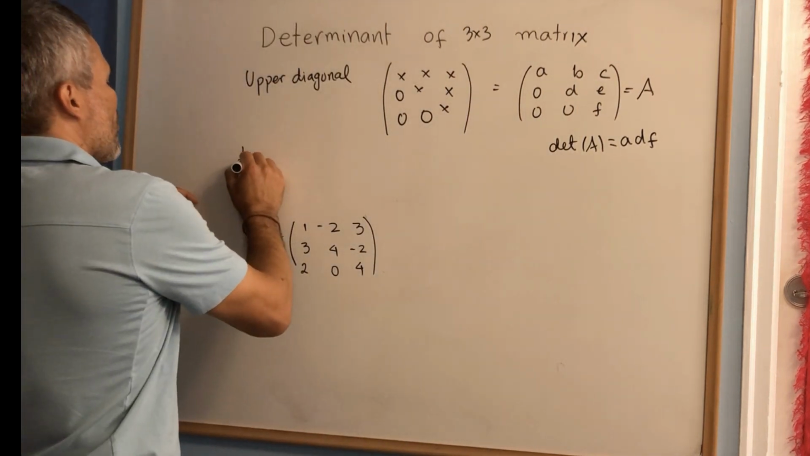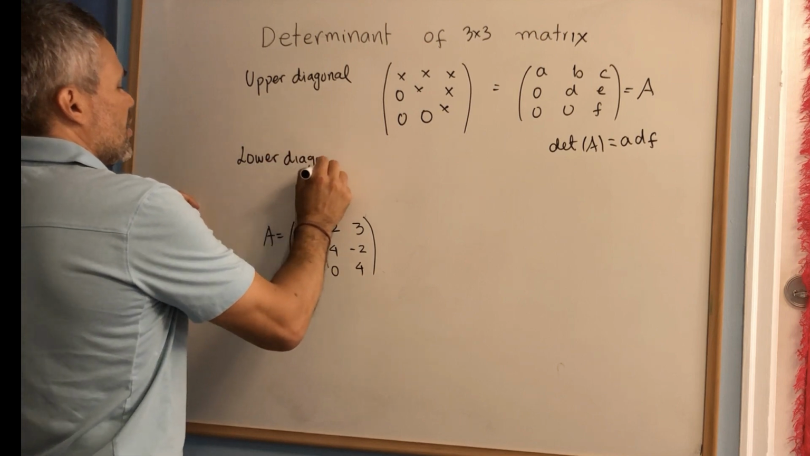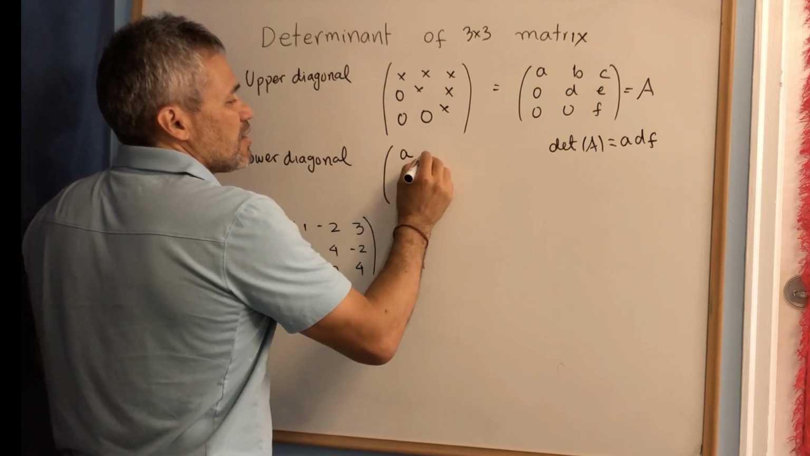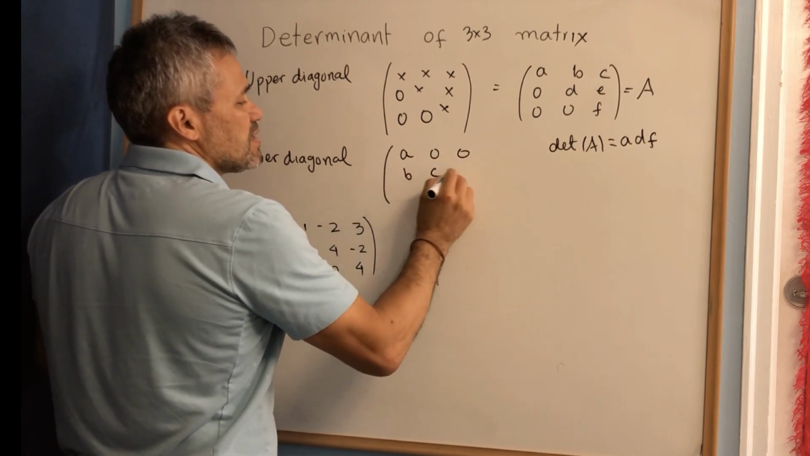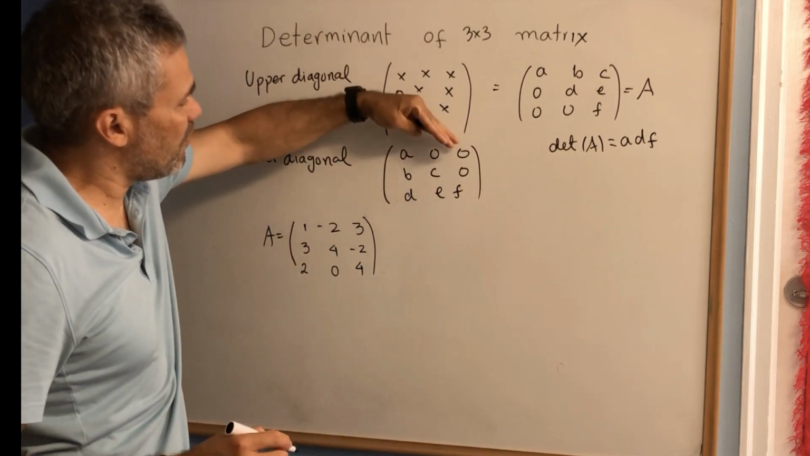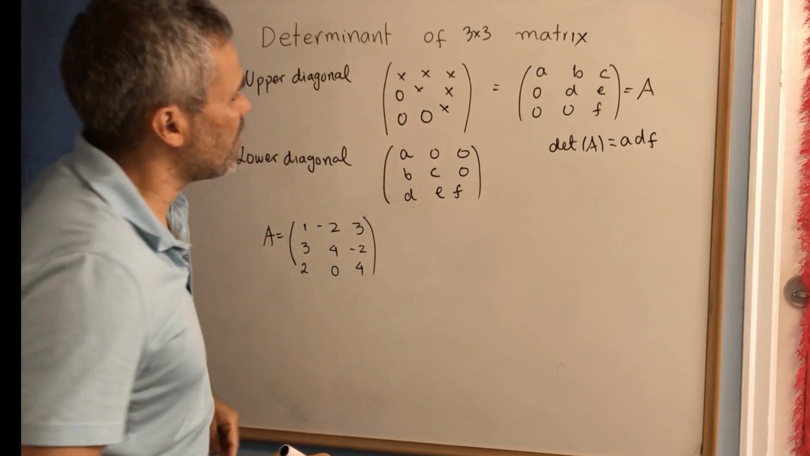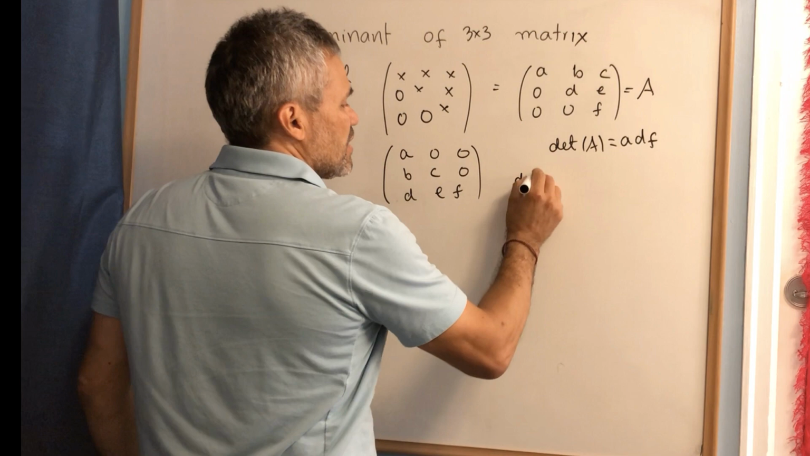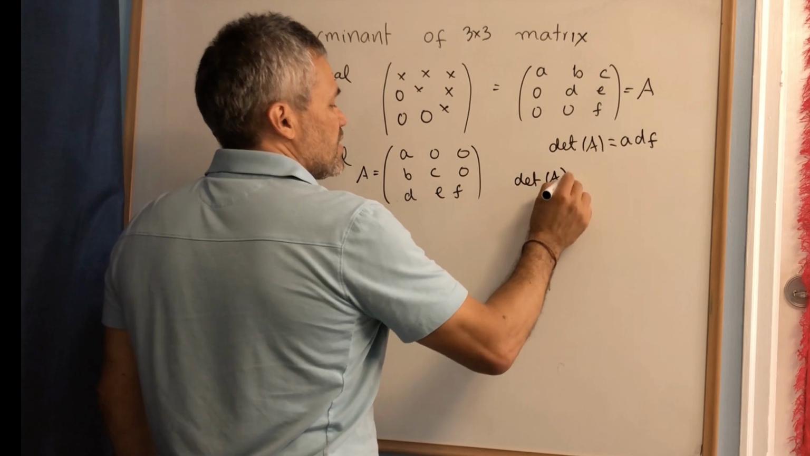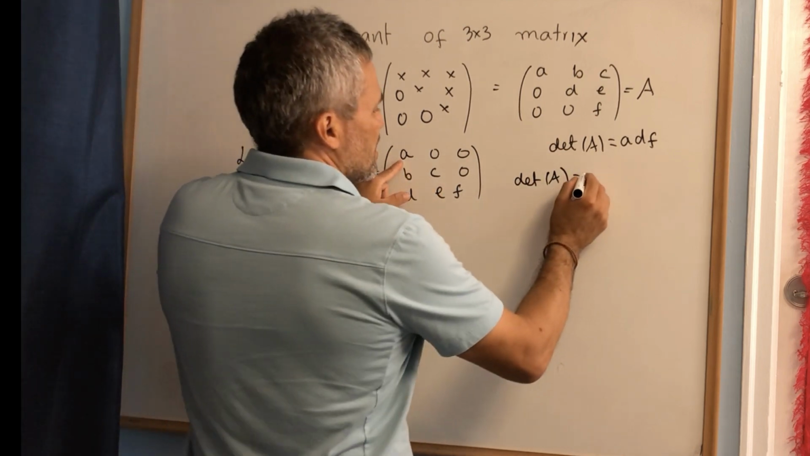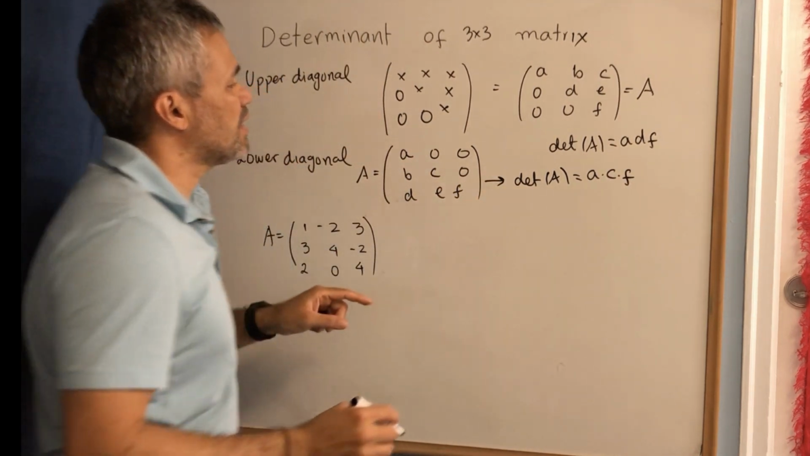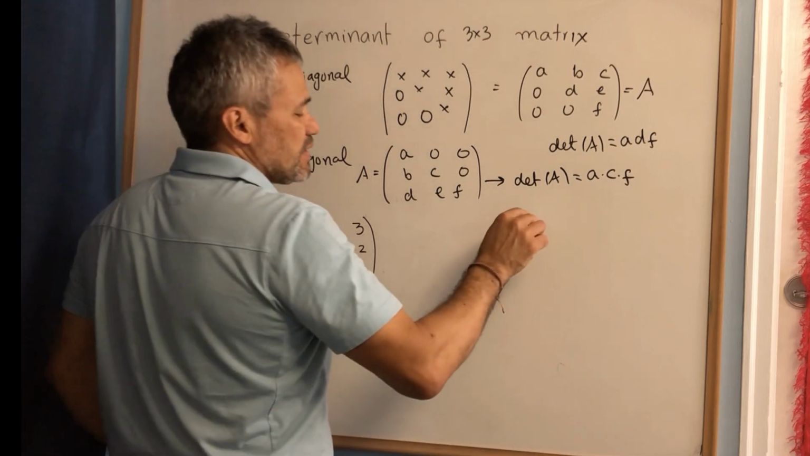What is a lower diagonal matrix? A lower diagonal matrix is a matrix that looks like this. A, 0, 0, B, C, 0, D, E, F. Above the diagonal is 0. That's the reason it's called lower diagonal. And again, if this is my matrix A, then the determinant of this matrix is just the product of the elements in the diagonal.